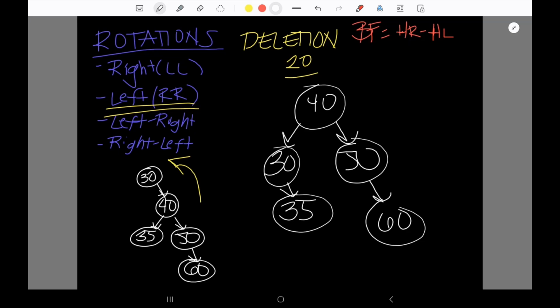So let's check. 0. Okay. It's a leaf. Right, so 1. Right, 1. So the balance factor here is 1. 1 balance factor, 0, 0. How about here? 1, 2. Its left is 2. 1, 2. Its right is 2. 2 minus 2, 0. Which is an AVL tree. So this is correct.